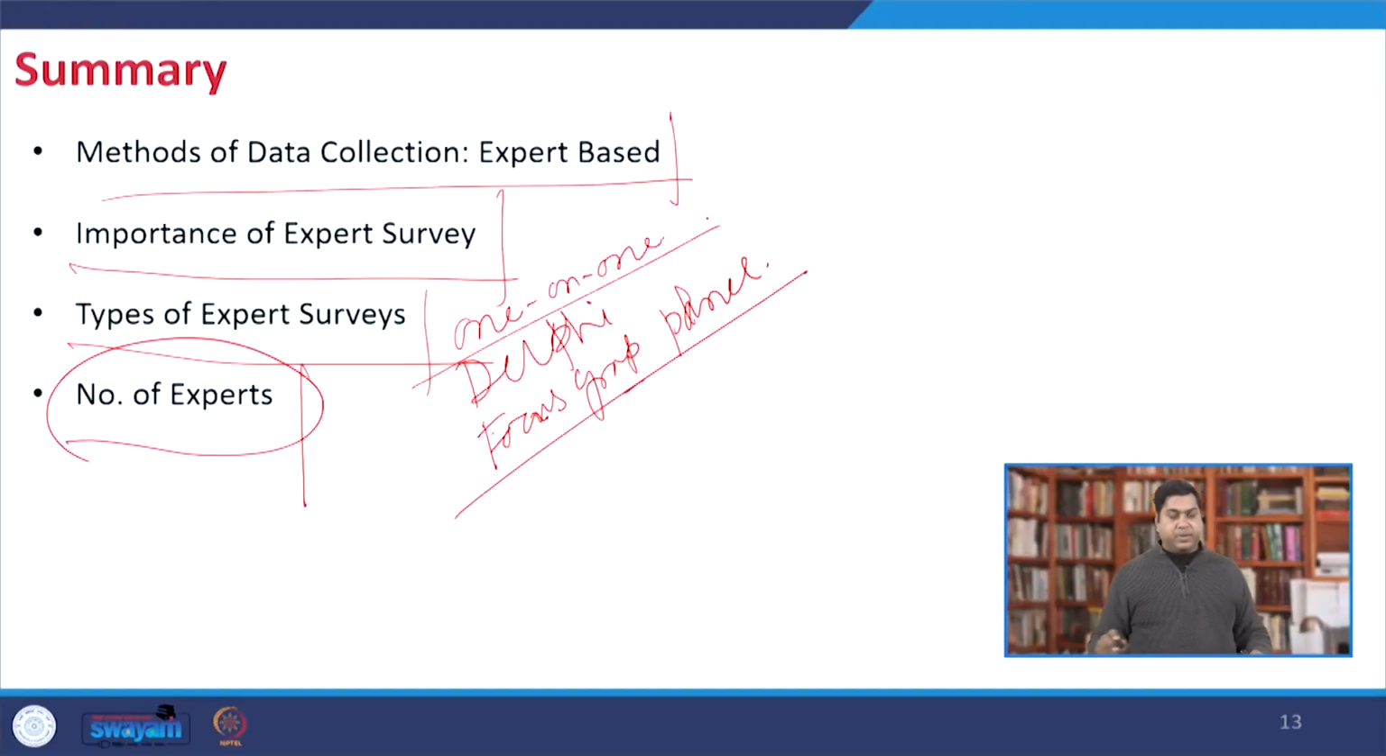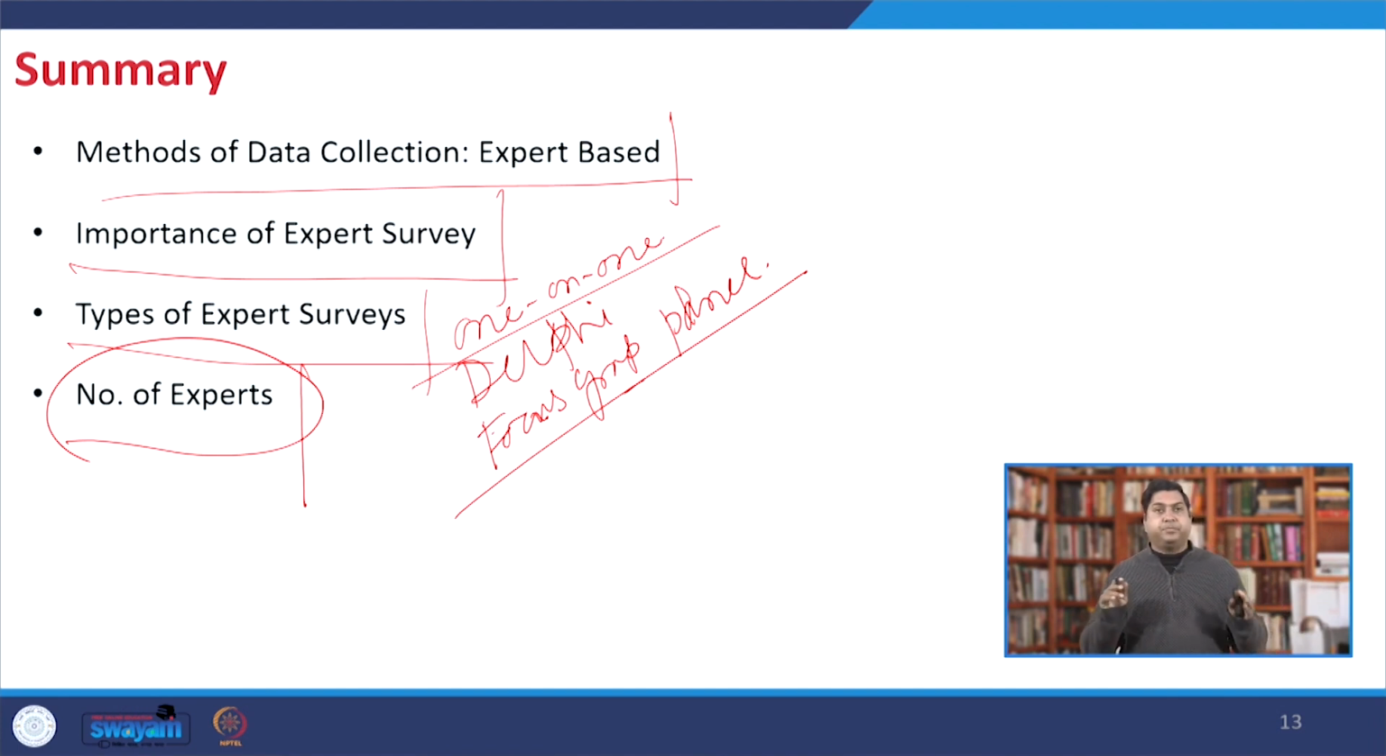So the number of experts and the type of survey you should decide based on your need, your resources, and the availability of those experts in the geographic region where you are making your study, and also definitely by looking at past literature that has used such expert-based opinion, and then you can decide on the number of experts.